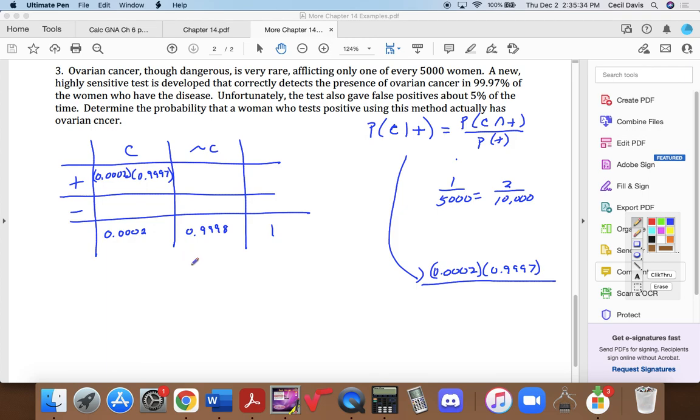0.05. 5% of the time we're going to get a false positive. Times 0.9998. So to get the probability of it being positive, I need to add these two pieces together, right? There's no point in writing it into the table. I can just write it down here.